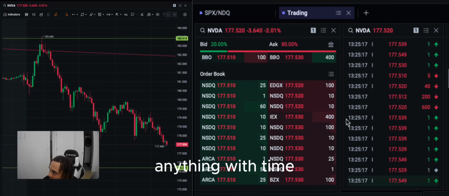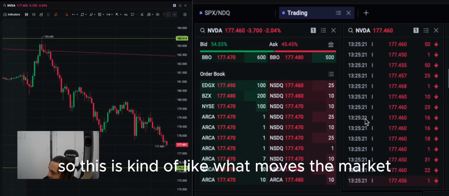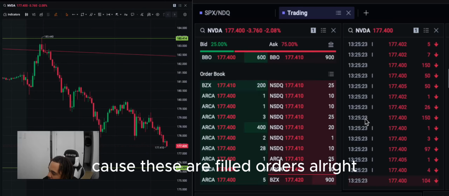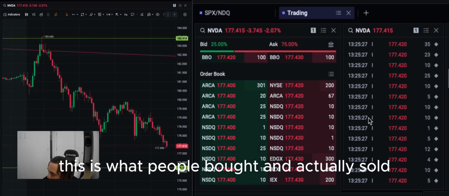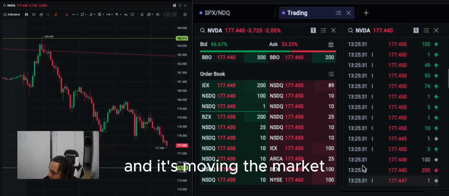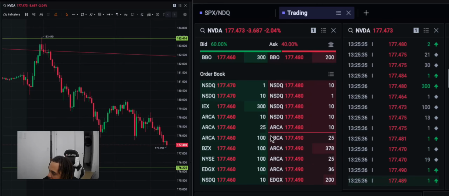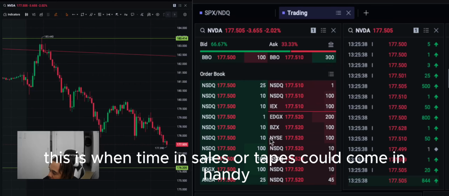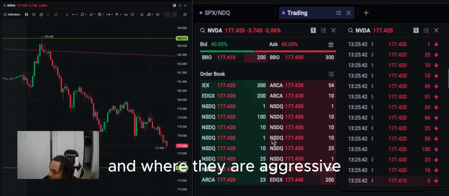Remember, anything with time and sales is providing real-time data. This is kind of what moves the market, because these are filled orders. This is what people bought and actually sold, and it got pushed through this stock, and it's moving the market. So when it comes to stock movements, this is when time and sales or tapes come in handy, because now you can really see where buyers and sellers are and where they are aggressive.